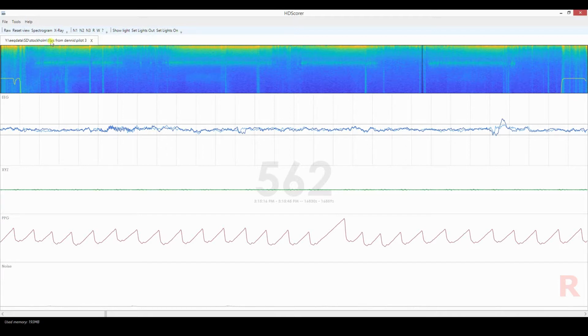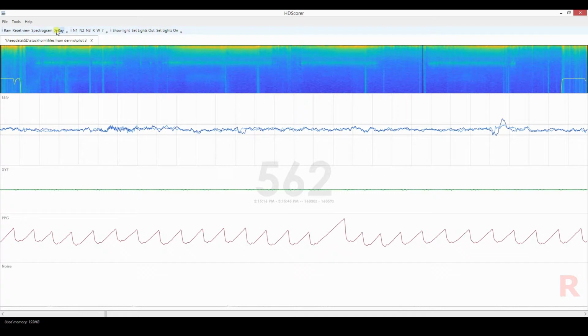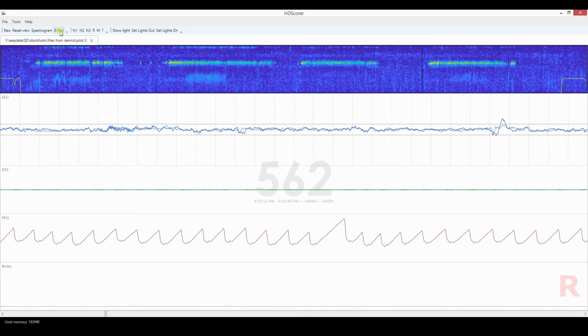Now, if we want to see a little bit more detail, we can actually switch to the X-ray. The X-ray is a way to change the spectrogram and highlight certain features that I've developed. And as you can see, the spindle chunks that I've shown you before become a lot clearer. I'm going to go back and forth a couple of times so you can see the difference here.